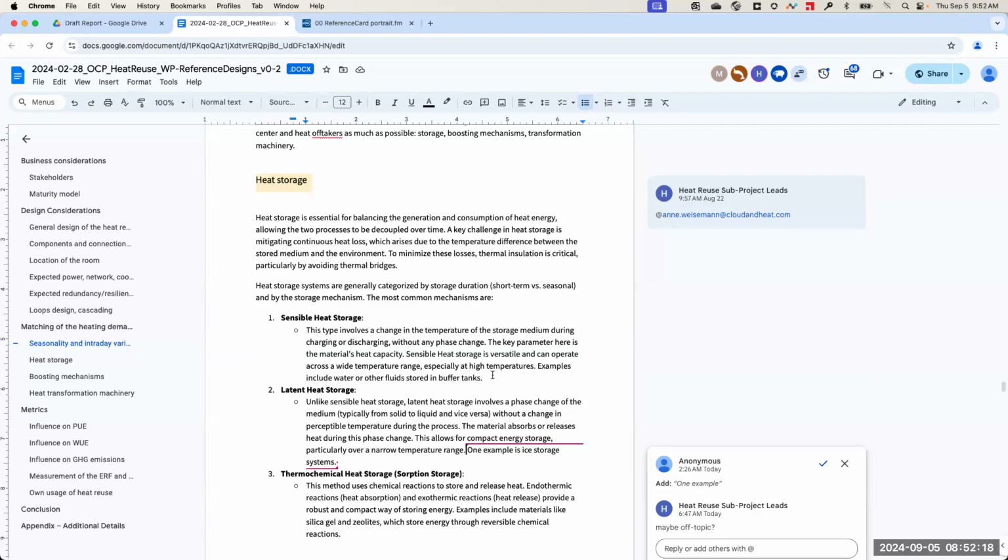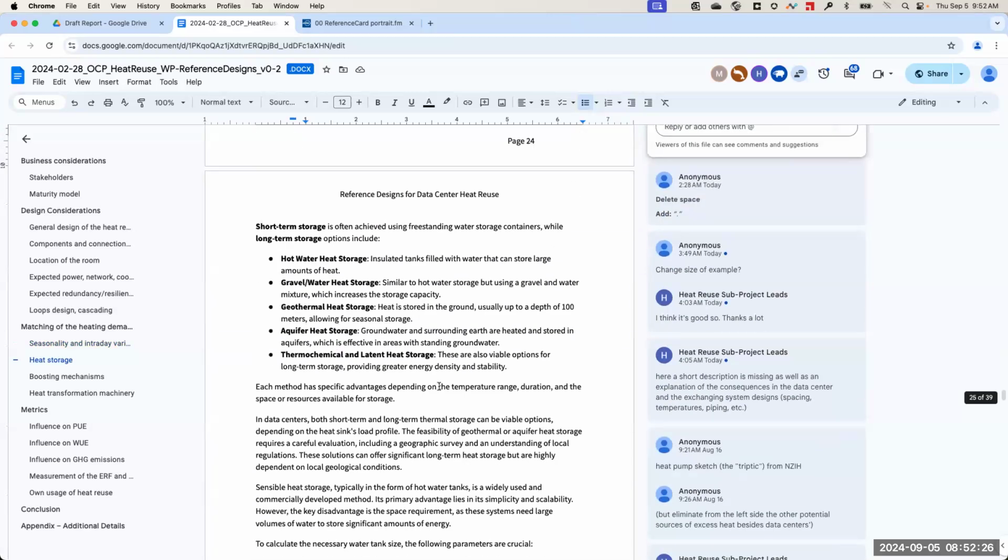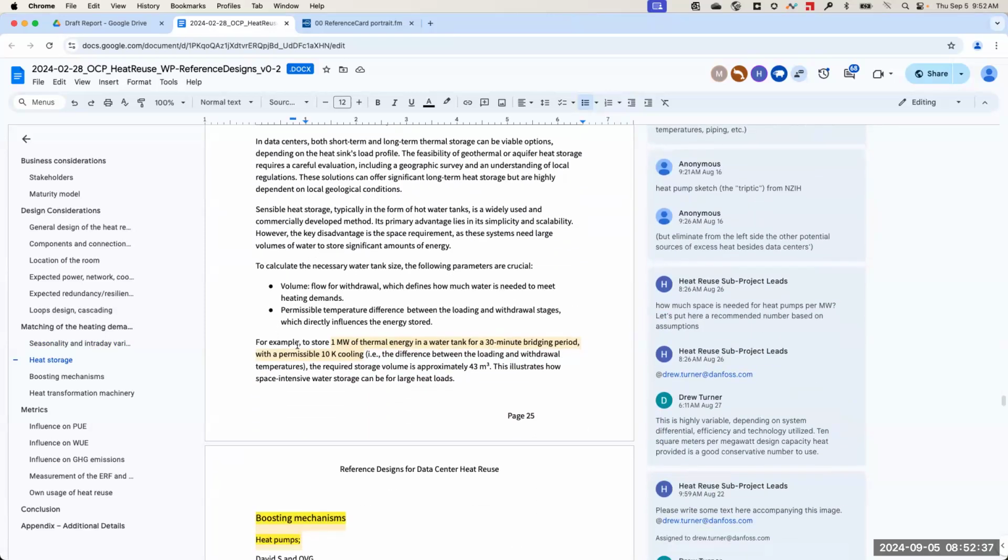There was a suggestion to add a recommended sample size for heat storage. I was not completely sure what assumptions I should make for that. This just explains the heat storage process itself. I said a 1 megawatt data center, or a data center that wants to store 1 megawatt of heat for 30 minutes, takes about 43 cubic meters of heat storage.